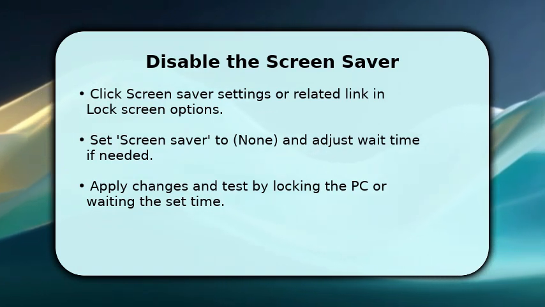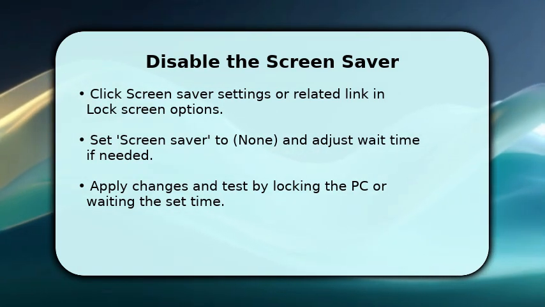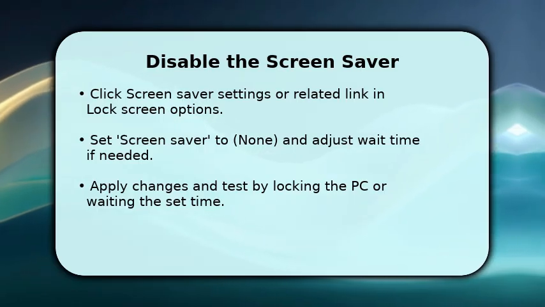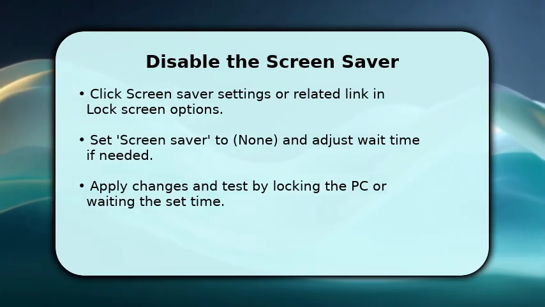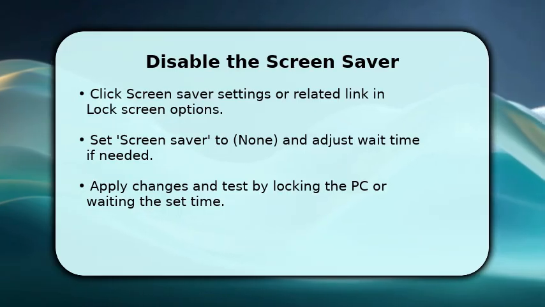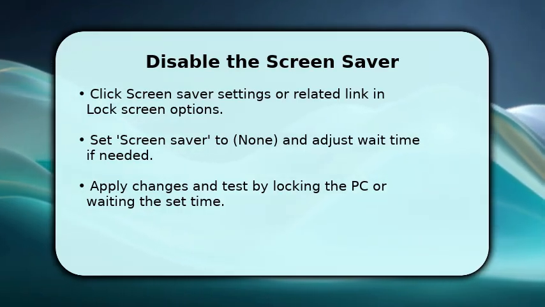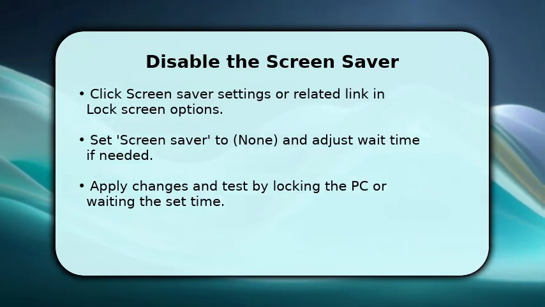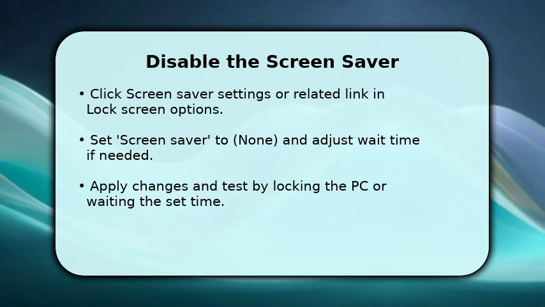Click Screensaver Settings from the lock screen page or find it via Control Panel. In the dialog, choose None from the Screensaver drop-down to turn it off. Alternatively, reduce the wait time to a small number if you prefer temporary behavior. Click Apply, then OK to save.